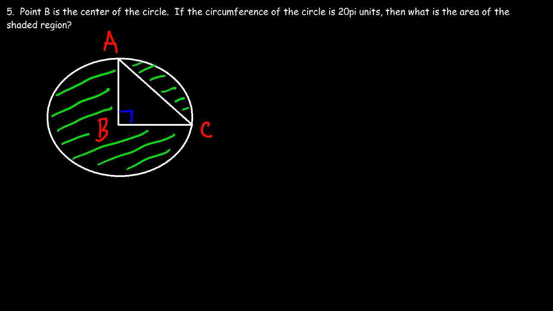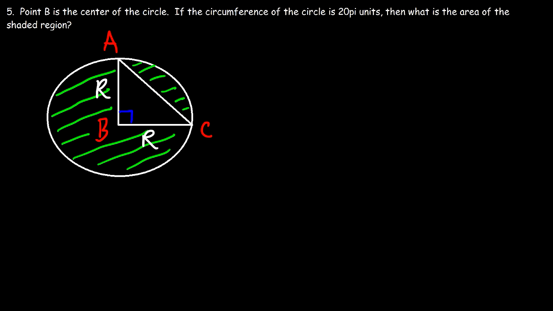Number 5. Point B is the center of the circle. If the circumference of the circle is 20 pi units, then what is the area of the shaded region? Now, since B is the center of the circle, that means that AB and BC represent the radius of the circle. The distance between the center of the circle and any point on a circle is the radius of the circle. So those two are the same.